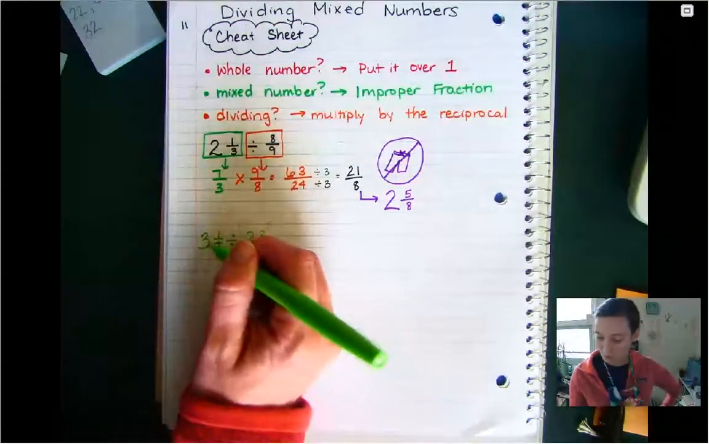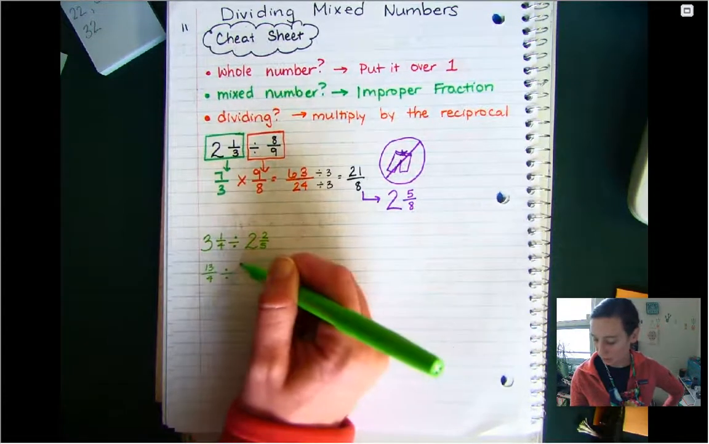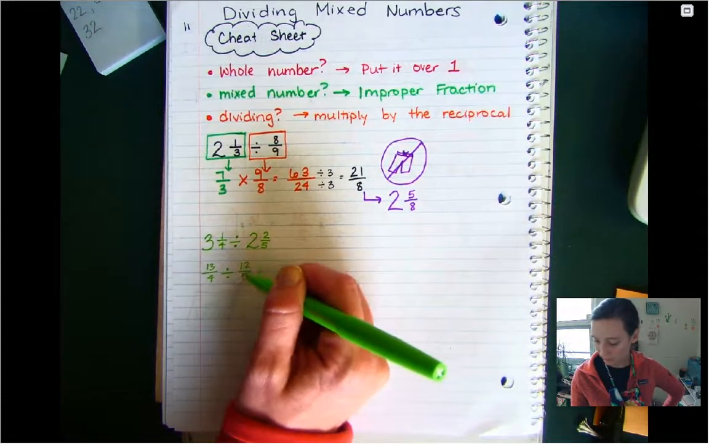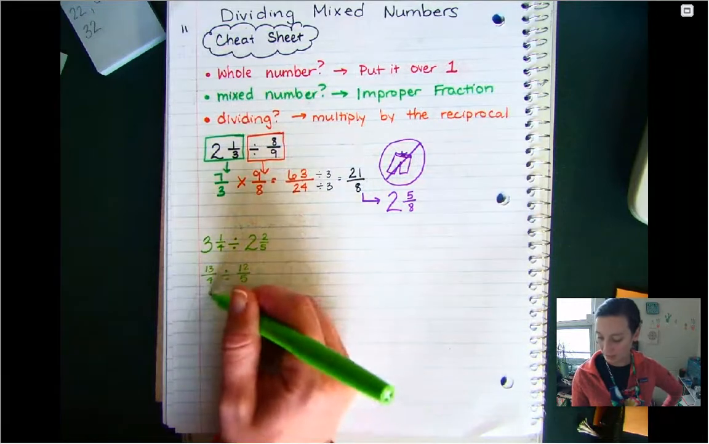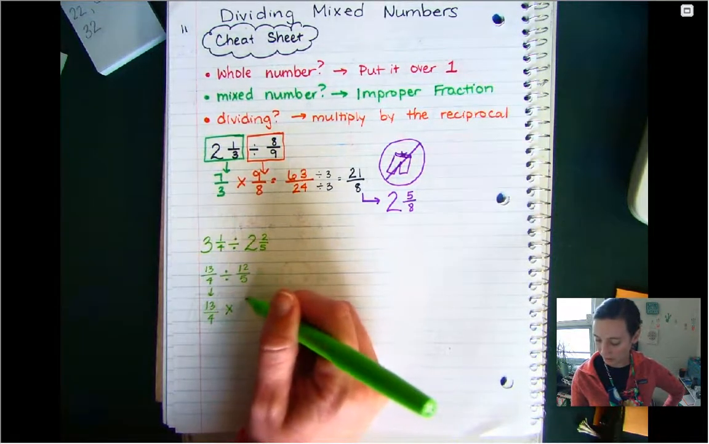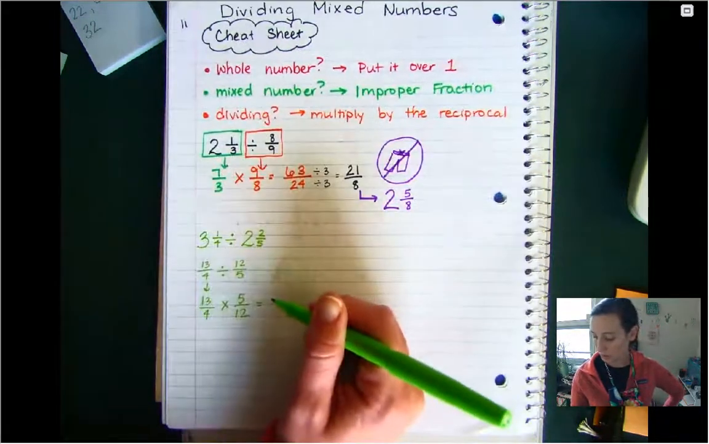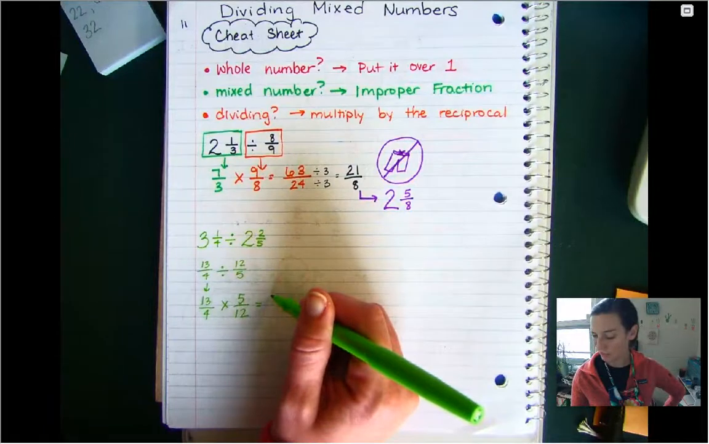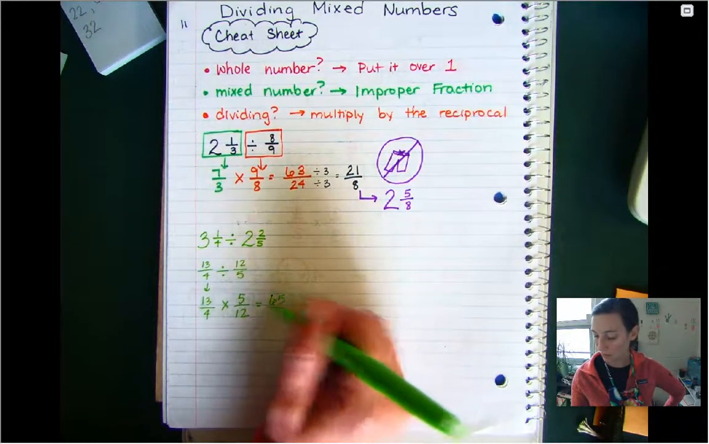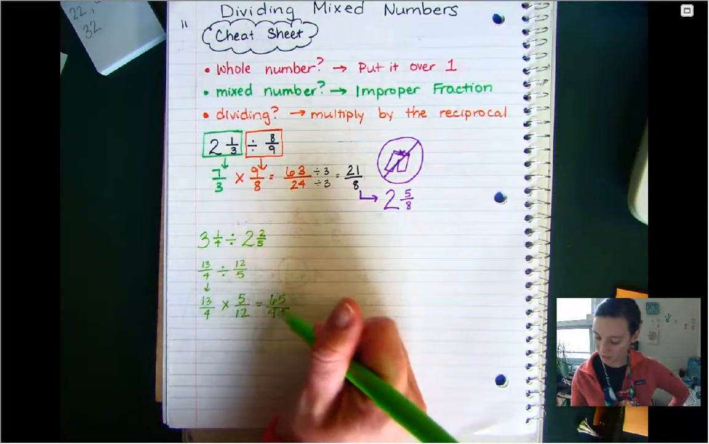All right. So this becomes 13/4 divided by 12/5. Then I keep, change the sign, and flip the second number. Now straight across the top, that's 65. 65 over 48.